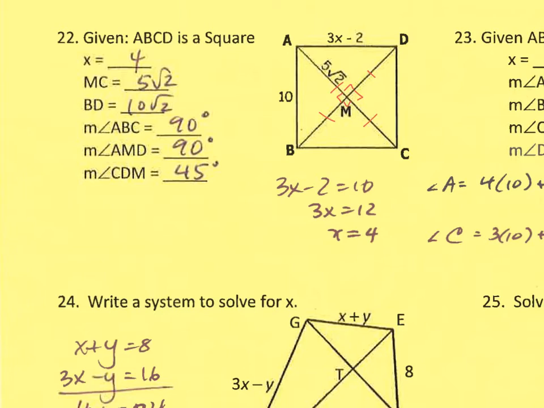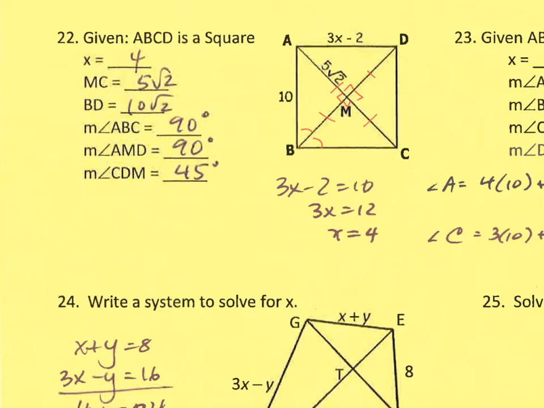The diagonals also bisect the angles, so we're going to use that in a moment. But if I know AM is 5 root 2, I know MC is also 5 root 2, so that's the second thing I had to find. And then I know BD, since it's equal to AC, is going to be 5 root 2 plus 5 root 2, or 10 root 2. So that's what I got going there.